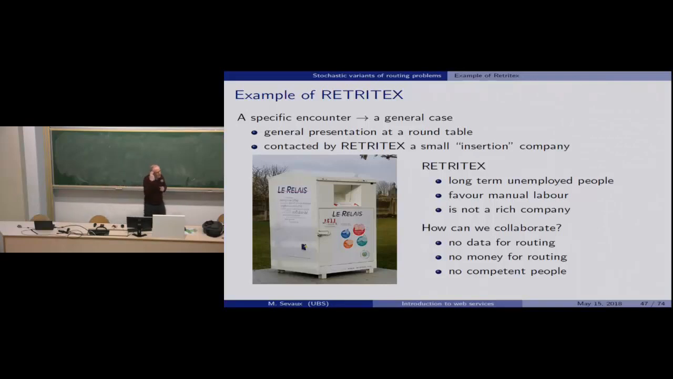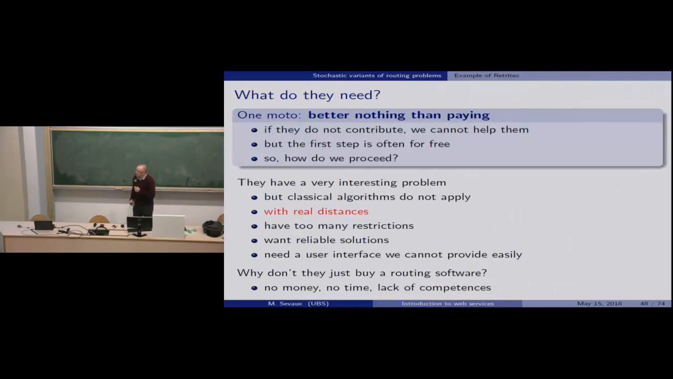The problem is that when you have a company like this, they have no data for routing, and no money first. Every time they have some money, they just create a new job, so they don't invest in anything. So they have no data for routing, no money for routing, and no competent people in terms of science for us. More than that, they have one motto: they don't want to pay anything, better nothing than paying is what they said at the very beginning. Okay, if we have to pay, the door is here, thank you, bye-bye.